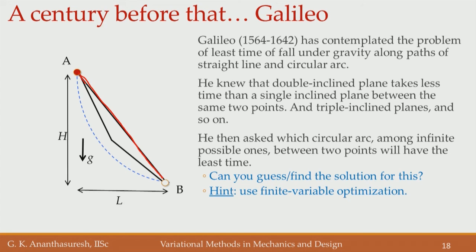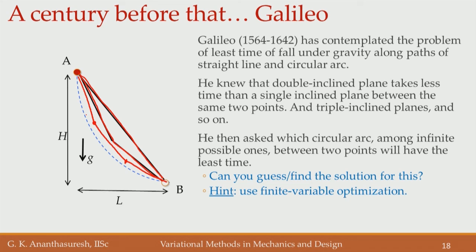Instead, he realized that if he puts 2 inclined planes like that, it takes less time, that is what his experiment showed. And then he realized that if he takes 3 inclined planes, okay, there is a segment here, a segment here, right, then it takes even less time. Then he thought, how about a circular arc? If you put a circular arc from A to B, that also reduces the time. So, he basically saw the circular arc as a limit of all these several segmented multi inclined planes.